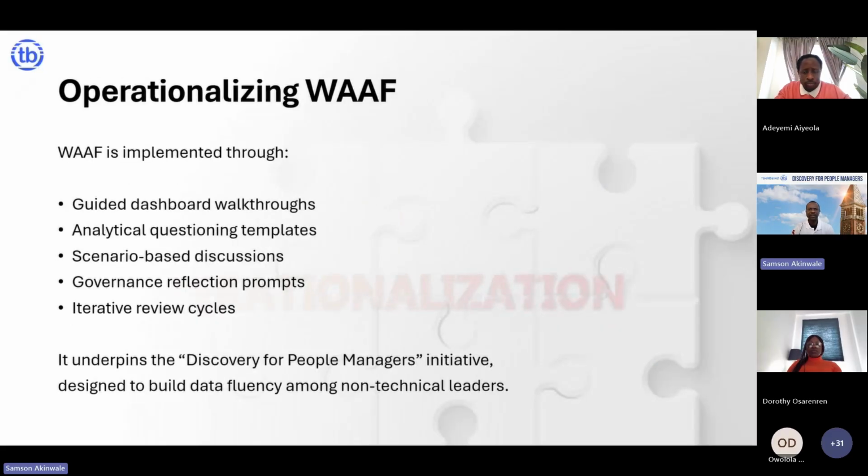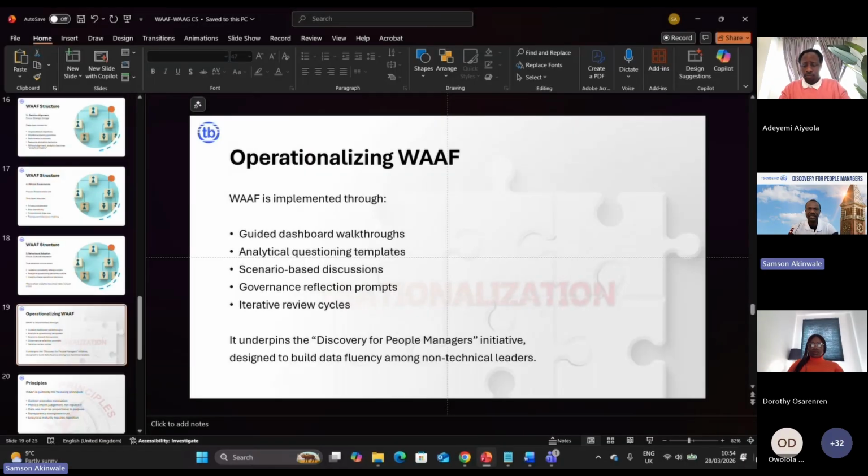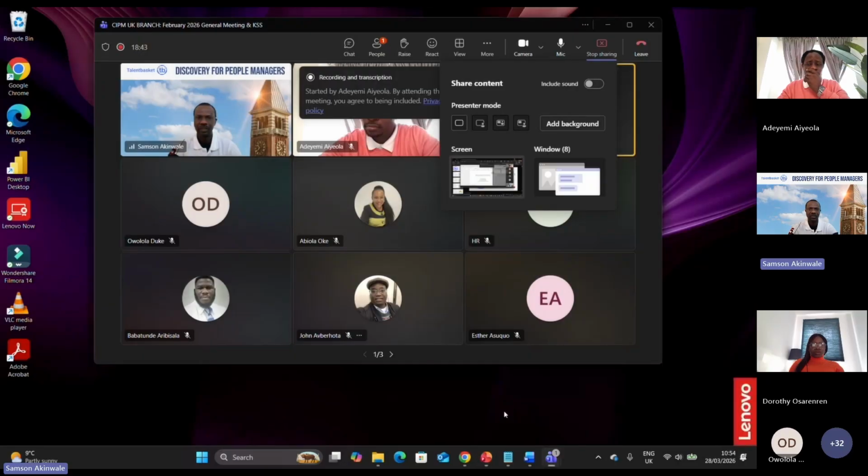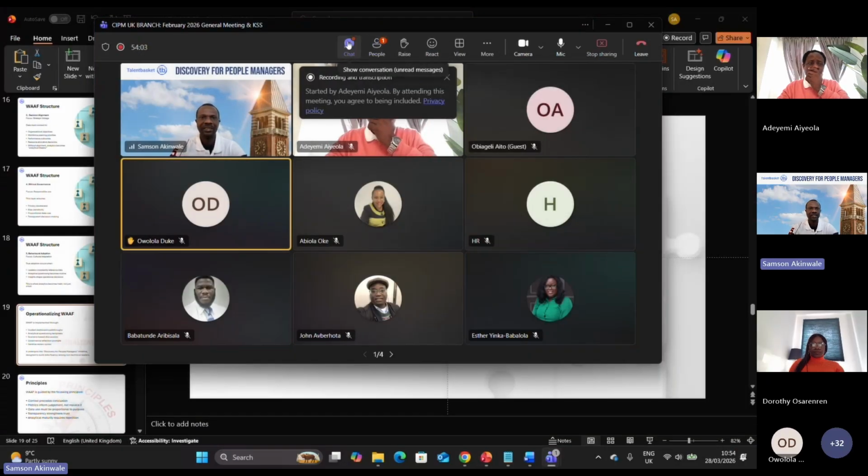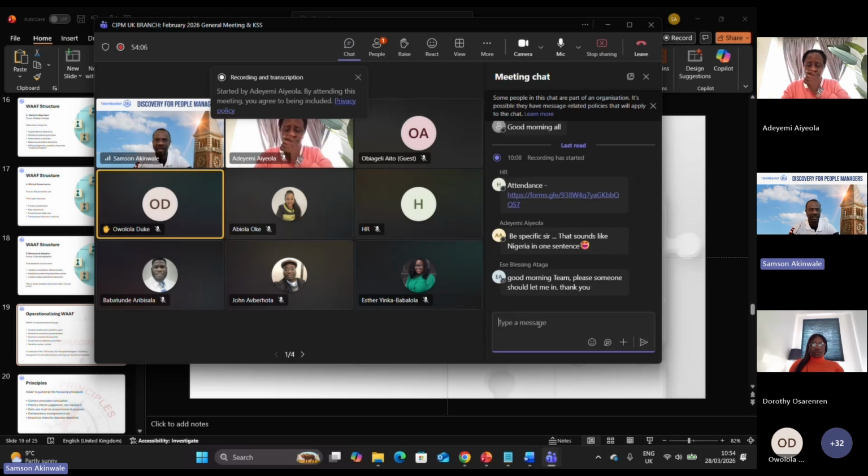So, how have I thought about this being operationalized? I'm talking about WAF now. We can operationalize this through guided dashboard walkthrough, analytical questioning templates, scenario based discussions, governance reflection prompts, and iterative review cycle. The analytical questioning templates, I have already tried to create that template and also shared it. I made it public such that we can take advantage of it at our convenient time.